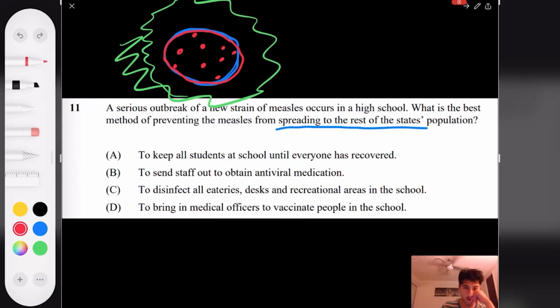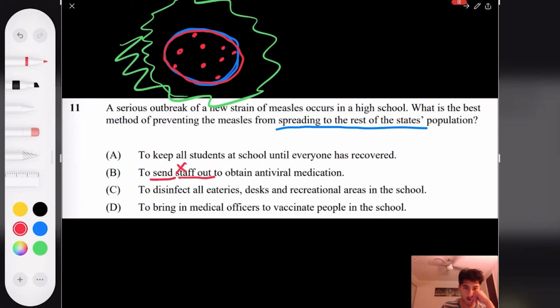We'll look at B. Staff. Would you want them to move out to obtain antiviral medication? No. I don't like the out part. To send staff out, no. Antiviral medications can be shipped to the facility, but they should not move out. So the issue here is sending staff out. I don't like that at all.